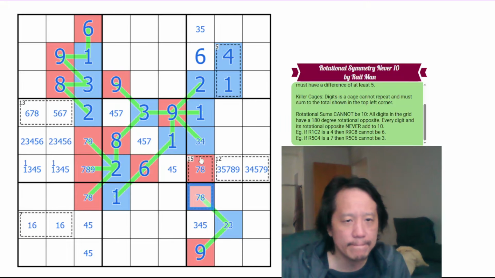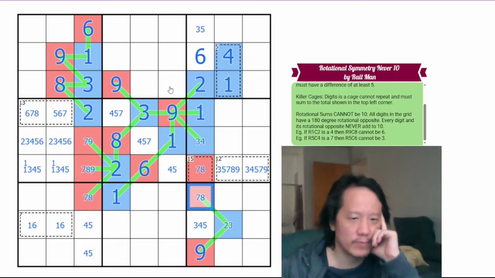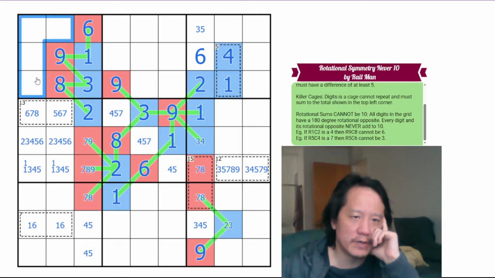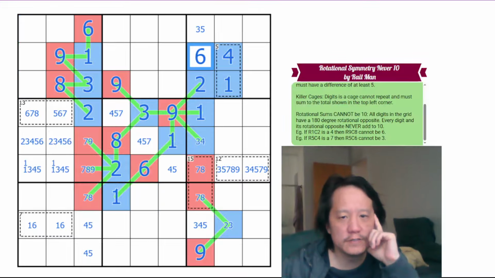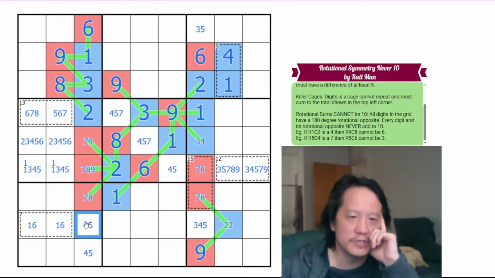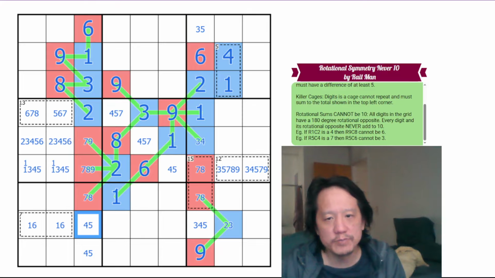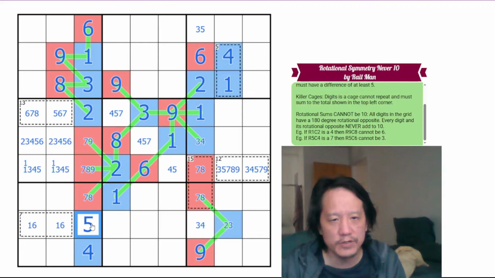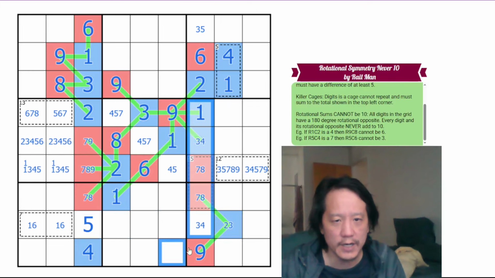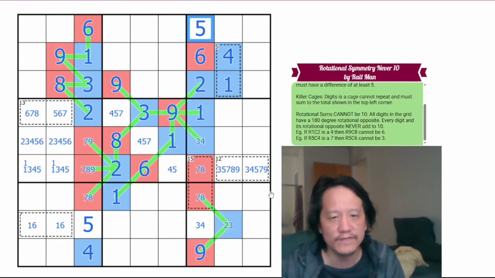Okay. Remaining digits in box. This is 6 and a high. But the rotationally opposite is here, and therefore cannot be 4 because that would add up to 10. So this must be 5, which forces this to be 4. So that's low. This can't be 5 anymore because of the 5 in the row. We have a 3-4 pair in column 7, which eliminates 3 and 4 on the rest of the column. So this can't be 3, that's 5.